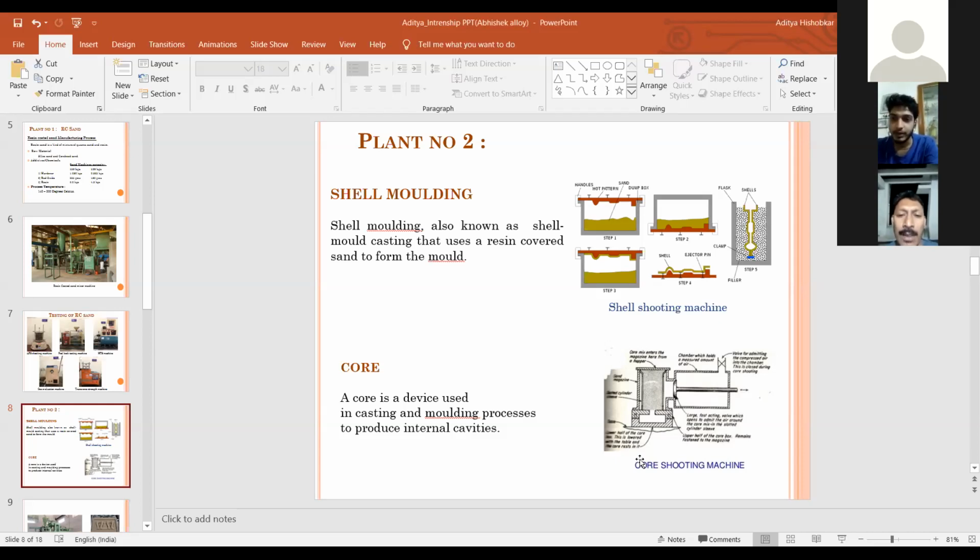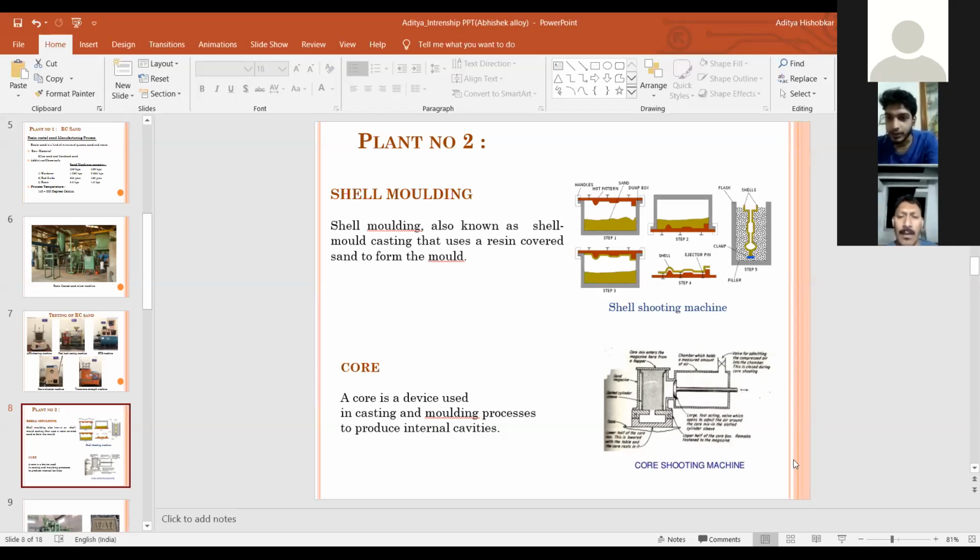Total, how many products are there in that foundry? Totally there were around 30 to 40 products, which were coming occasionally according to the customer requirement. Okay, go ahead.